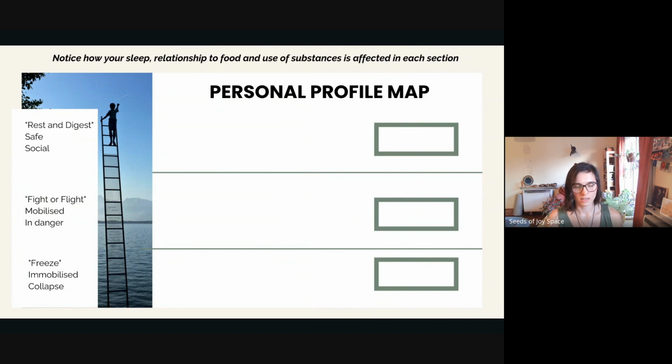So starting in freeze, which is the immobilized state of hopelessness, I want you to think of a time when you felt this dorsal vagal sense of disconnection, a sense of collapse. Maybe there is not enough energy in your system, and you have no energy to care about the things that hurt you. There is no hope. It's a sense of hopelessness.